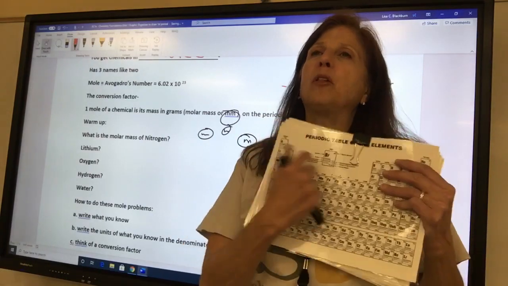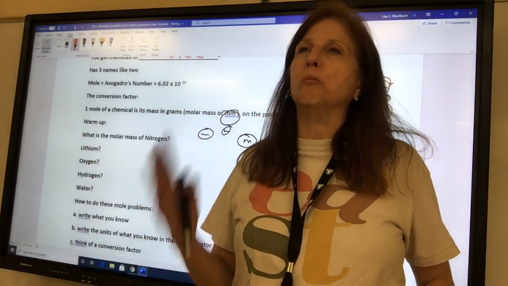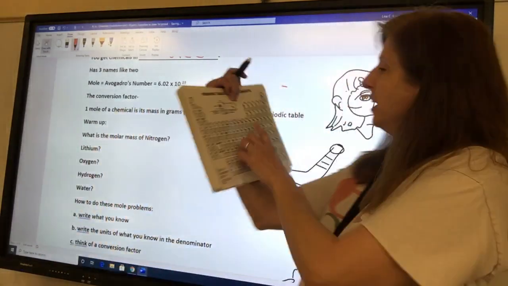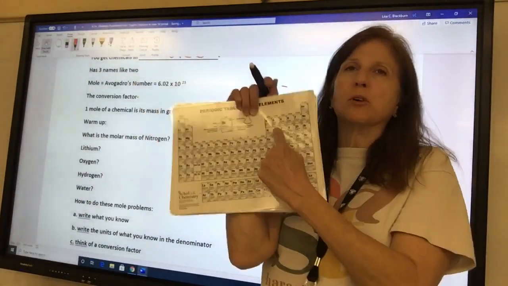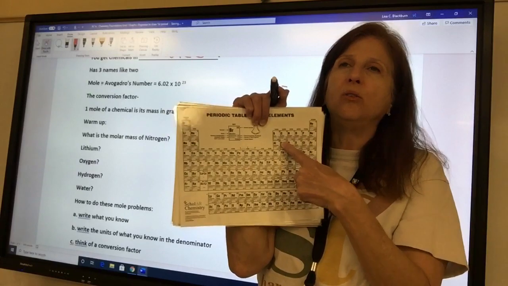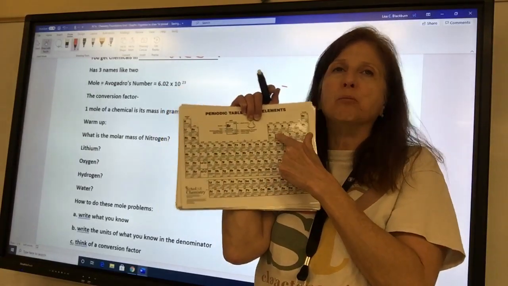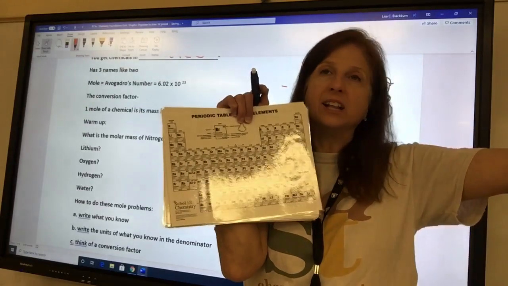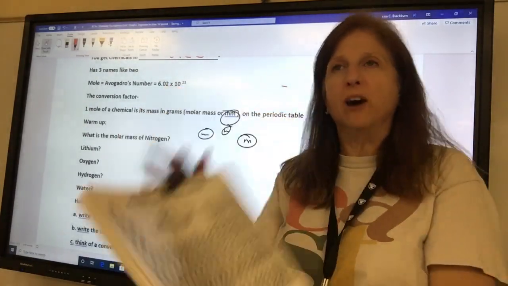I can look up on the periodic table. Say I want a mole, my recipe calls for a mole of carbon. Everybody go look at carbon, it's right there. Look at the decimal number, it rounds off to 12. If I go get 12 grams of carbon, I've got a mole of carbon. I go get my balance, I'll weigh out 12 grams, I've got my recipe amount.